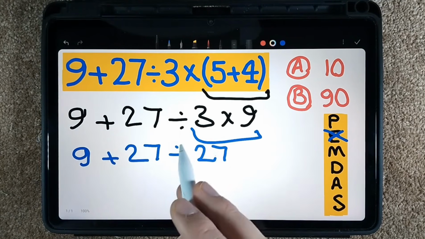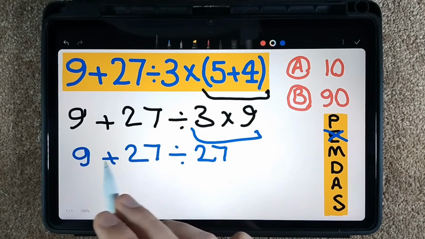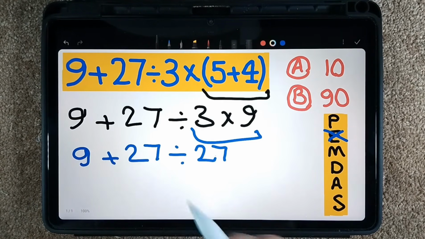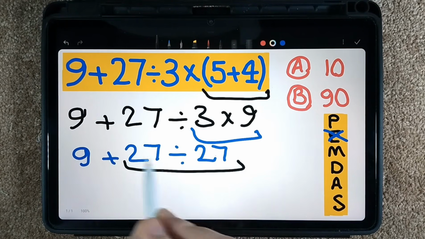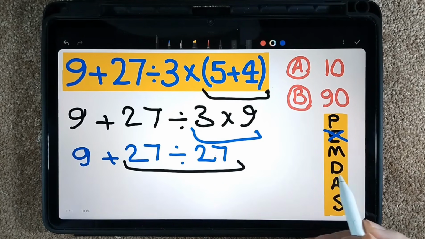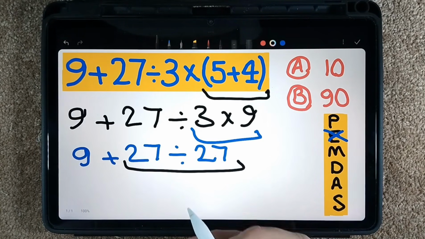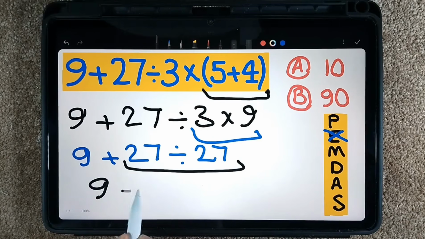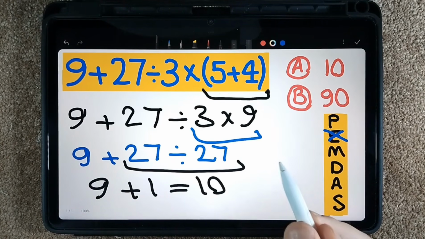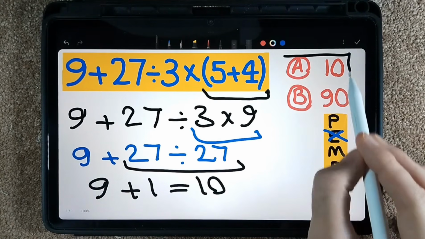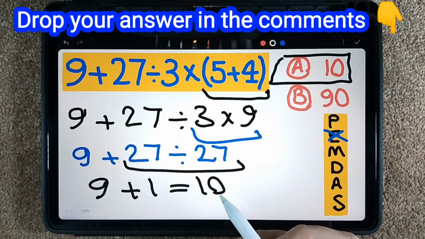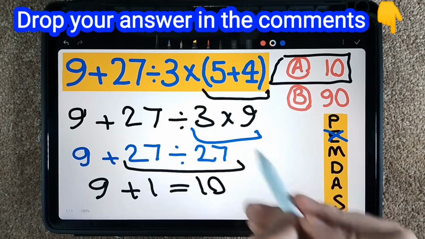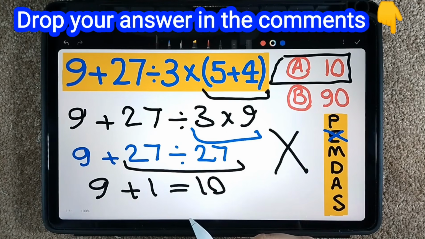Okay, as you can see on the screen, in this expression, first we have an addition sign, then a division sign. According to the PEMDAS rule, first we go for the division between 27 and 27 because division has priority over addition. So, instead of this expression, we can write 9 plus 1, which finally gives us the answer 10. And immediately, many people choose option A as the correct answer to this question. However, I think it's not the correct answer to this question.